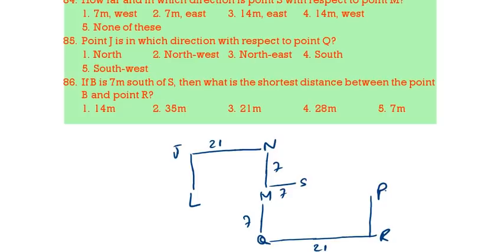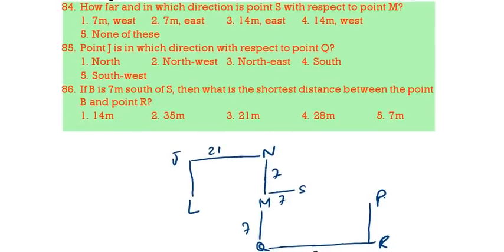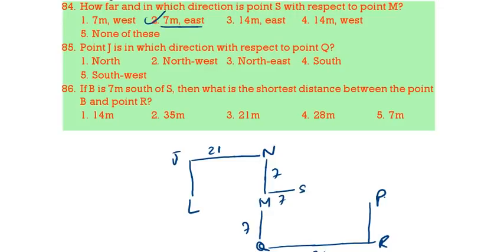Now, how far and which direction is S with respect to M? With respect to M, where is S? To the east. How many meters? 7. So the answer is 7 meters east. J is in which direction with respect to Q? This is J, this is Q. North west.